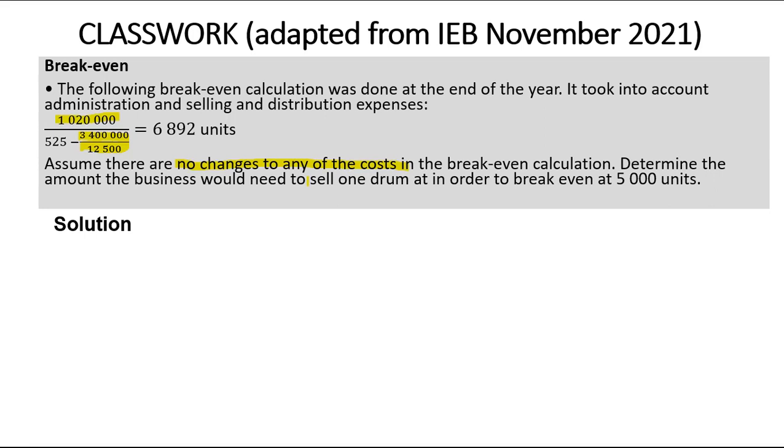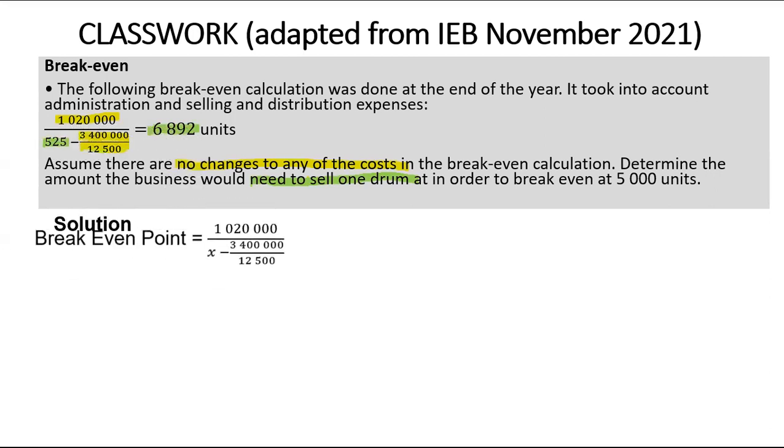Now, if we need to determine the selling price of one drum, that means this is X over there. And they're also telling us that in order to break even at 5,000, so they're also changing this as 5,000. So where there's 6,892, we'll just put 5,000 in there. So you just solve for X, guys, okay? So you only have to change those greens. The 525 will be X and the 6,892 will be 5,000.